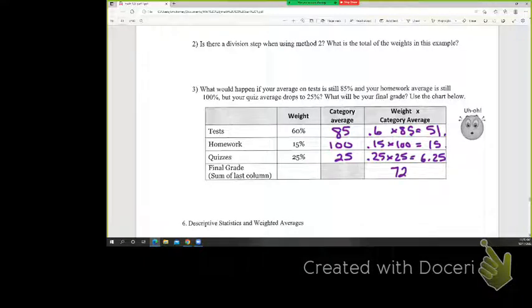So 51 plus 15 is 66 by itself, and with the 6.25 that's 72.25. So they're a little uh-oh over here. It's still like a C, C minus maybe. But things just took a nosedive.